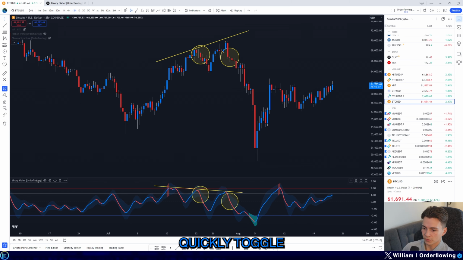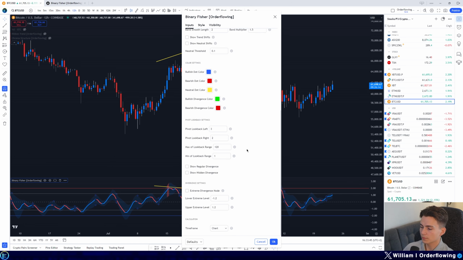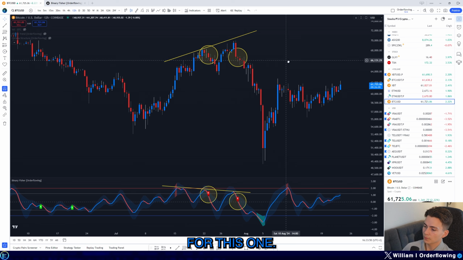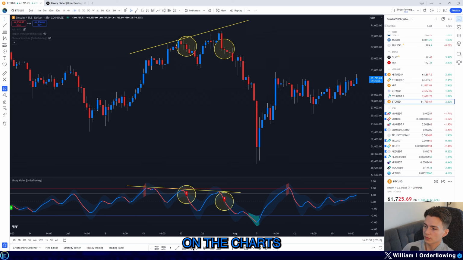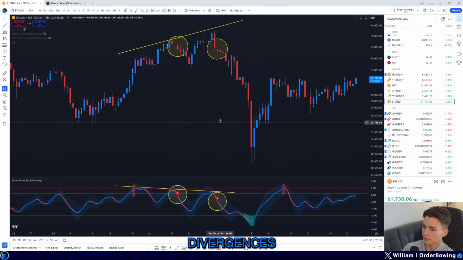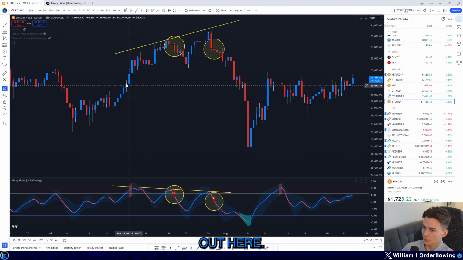And if I quickly toggle on the divergence detection, I'll just press show the regular divergence for this one. We can see on the chart we have two regular divergences that I marked out here. Also at the first push up on the trend we have the overbought condition triggering, and then we have these three tops and it keeps on going lower, lower, lower, and then the trend shifts at this divergence.